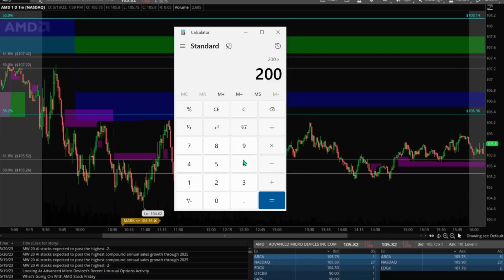If I had 200 contracts, I'm risking $6 per. That's $1,200 of risk in order to make 4,000 and beyond. We didn't even hit my target and I still made over 100%. So that's a good risk to reward ratio. In my opinion, that's how I do it and it works for me.